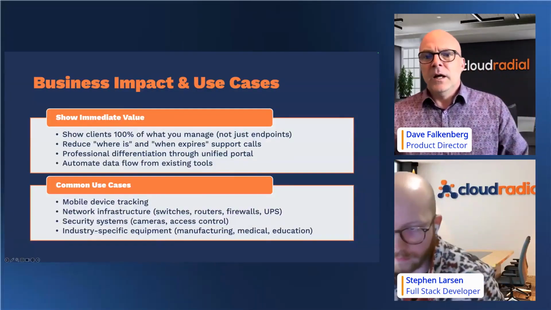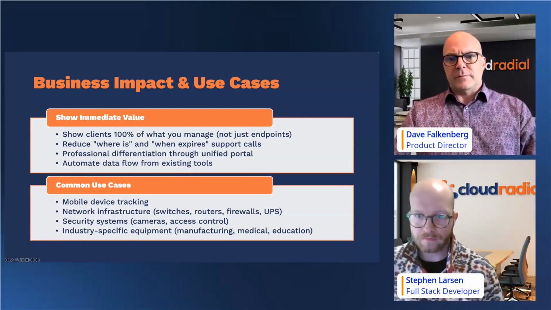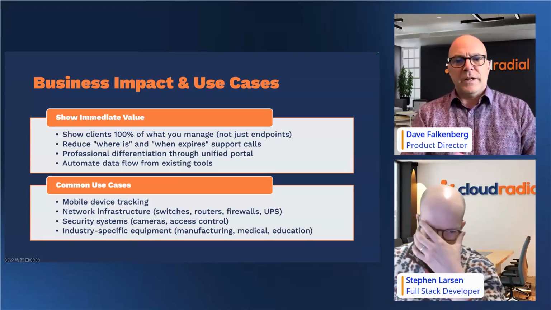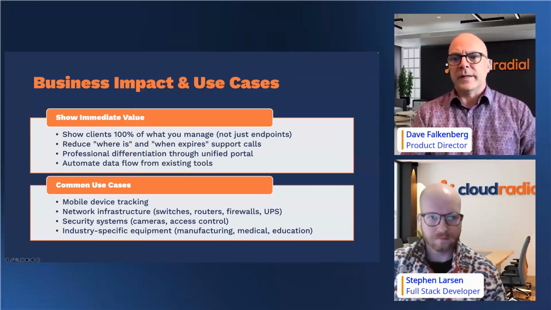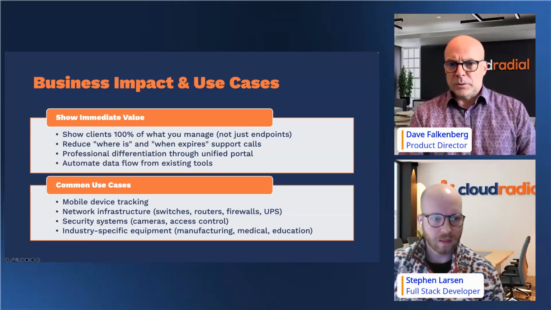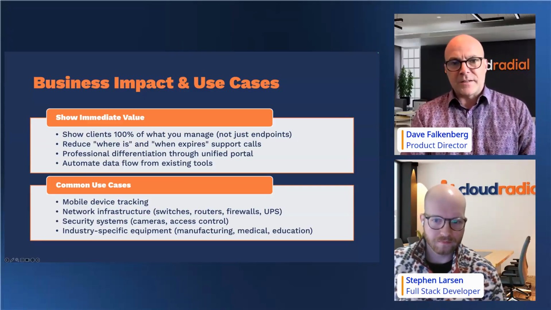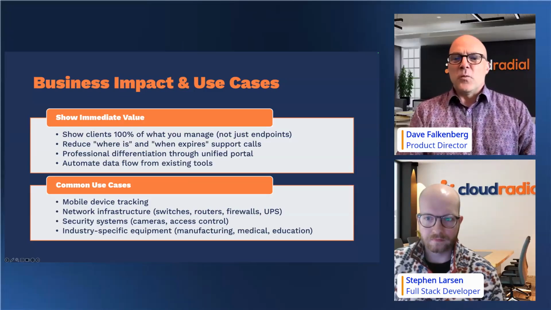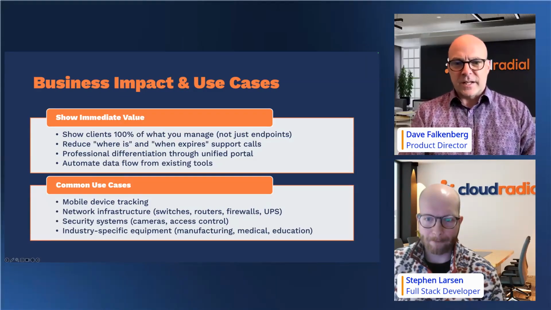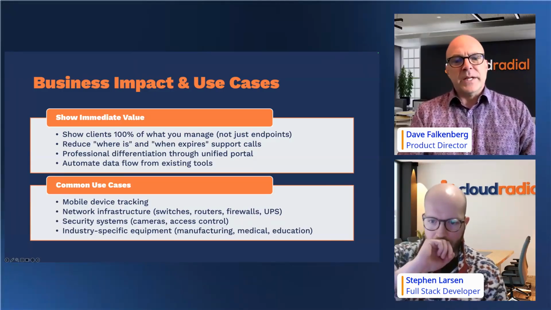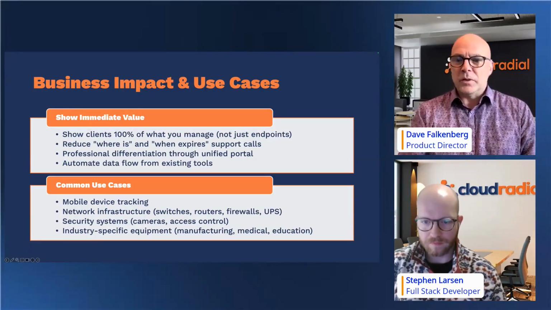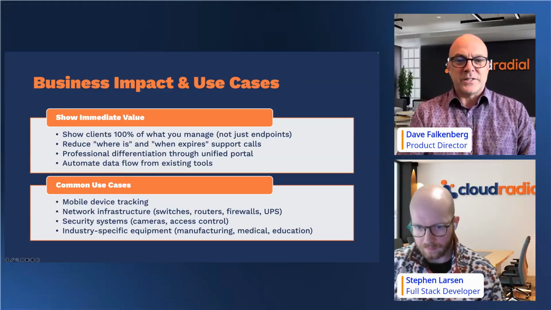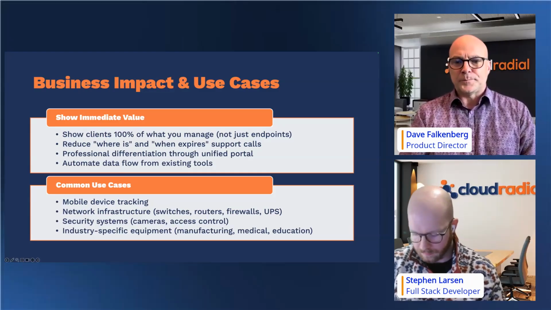So let's talk about what this means for your business. On the immediate value side, you can now show clients 100% of what you manage for them, not just their computers and endpoints and some of the other basic things. We're seeing MSPs reduce support calls because they don't have to call you to ask anymore. You can actually present this to them in the portal, make it accessible to them. All those when, where is, and when does it expire questions that clients can now answer for themselves becomes a major differentiator. You're delivering a unified portal experience while your competitors are still sending spreadsheets. And you can potentially eliminate separate documentation systems because everything can live in CloudRadial now.